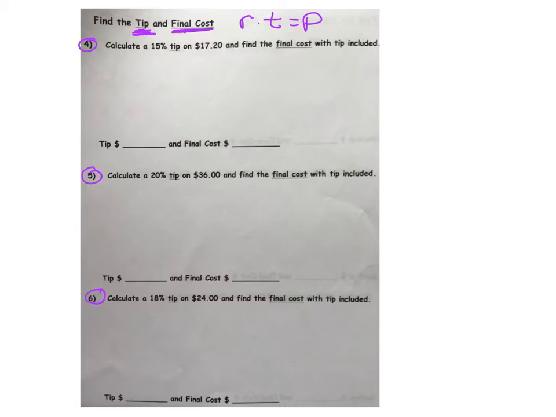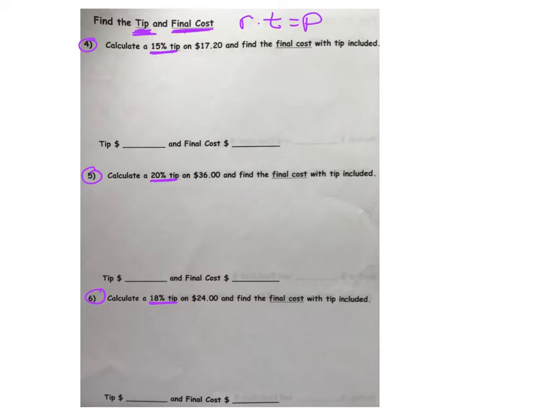A typical tip in a restaurant runs about 15% or 15 cents for every dollar spent. Sometimes people leave a 20% tip, a little bit more generous, and sometimes they might leave an 18% tip. We're going to work on problem number 6, where an 18% tip has been left.